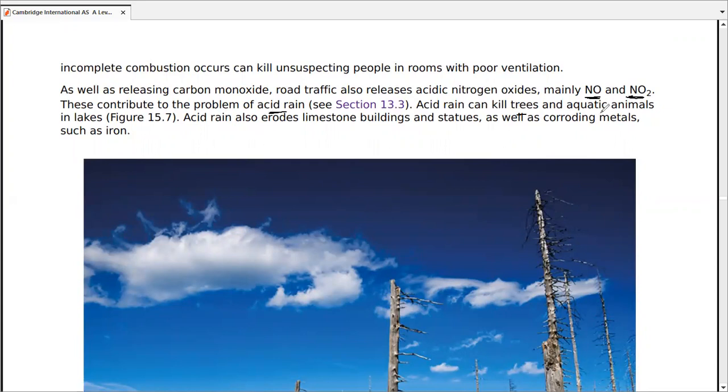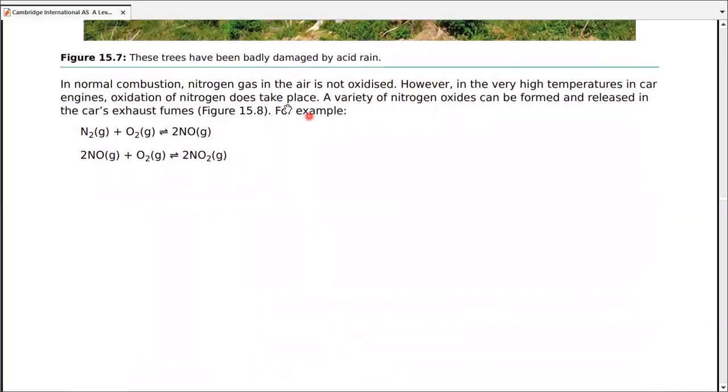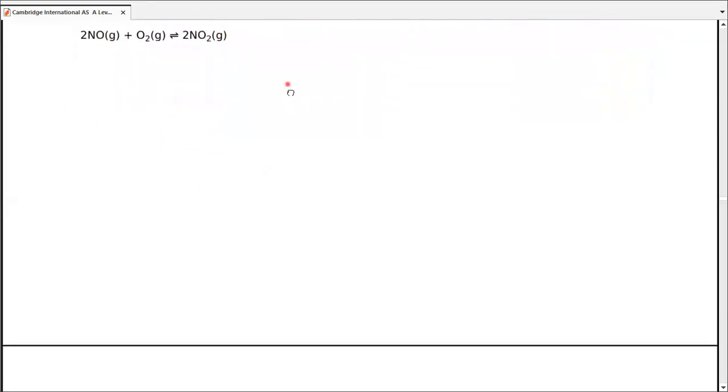Acid rain can kill trees and aquatic animals in lakes, or you can say the whole aquatic life. It's not just the animals, it kills the plants as well. They destroy the whole aquatic life. Acid rain can also erode limestone buildings, statues, and metals such as iron, which can get eroded easily. In normal combustion, nitrogen gas in the air is not oxidized. However, at high temperatures in car engines, as I just told you, or under high pressure, this may happen. N2 and O2 can react to form NO, and upon further oxidation can produce NO2.